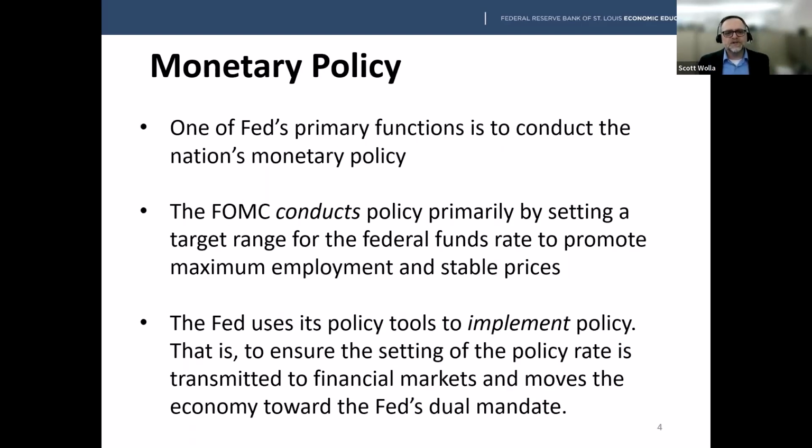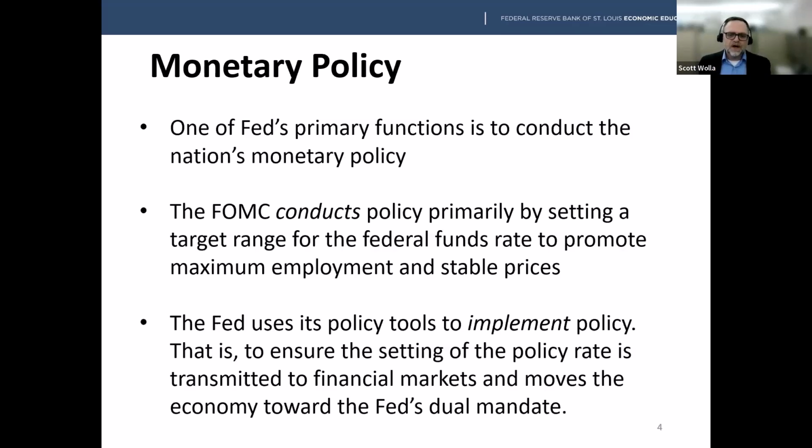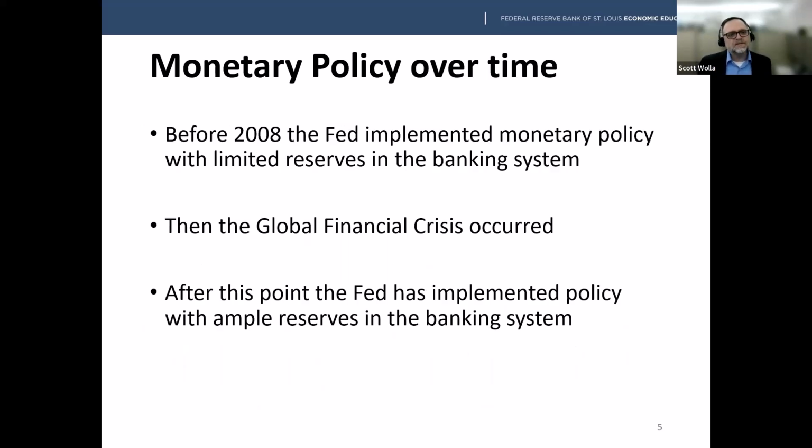One of the Fed's primary functions is to conduct the nation's monetary policy. We think of this really in two stages. So first, the FOMC conducts policy primarily by setting the target range for the federal funds rate, and the focus here, of course, is to promote the dual mandate, which is maximum employment and price stability. And then the Fed uses its policy tools to implement policy. That is to ensure that the policy rate is transmitted to financial markets and that the economy moves toward the dual mandate. When we think about the tools, we're talking about the implementation of policy. So on the next slide.